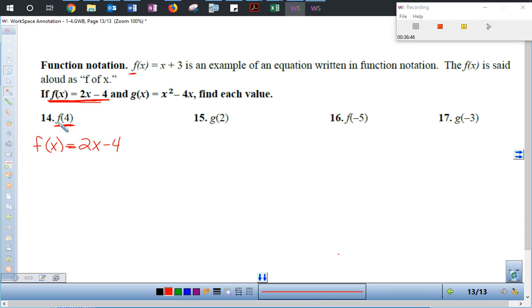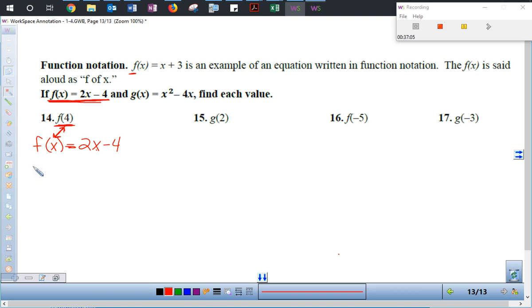They want us to find f of 4. Now, here's what this means. If you'll notice, the only thing that's different from here to here is they took out that x and put in a 4. So that means with this guy here, everywhere I see an x, I'm going to replace it with a 4 and see what I get.